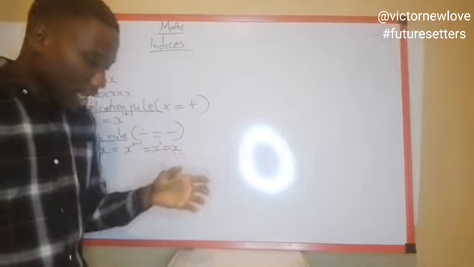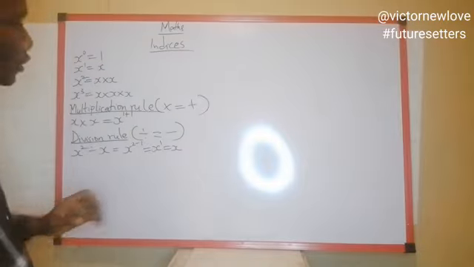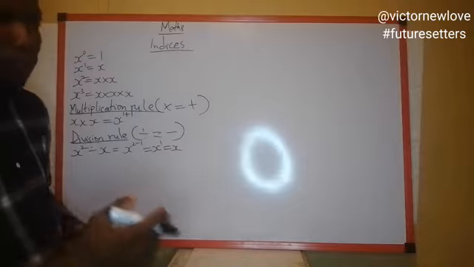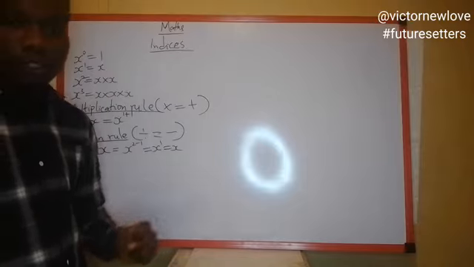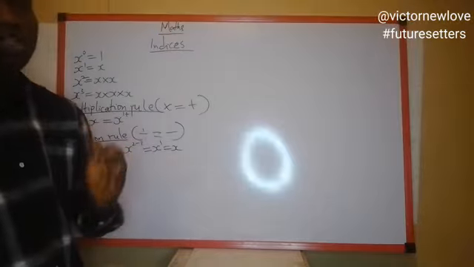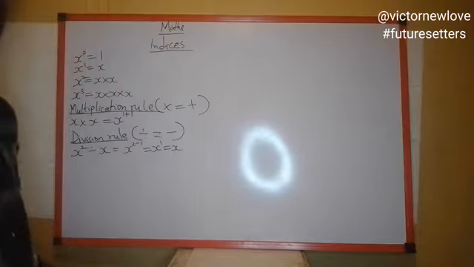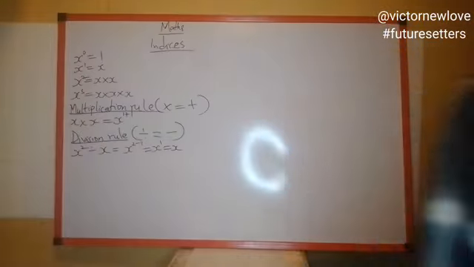Then you have the multiplication rule, which states that when you have a multiplication, it becomes addition of the powers. And when you have a division, it becomes subtraction. That is a major thing. So from here, we move on to some examples. Let's give some instances.